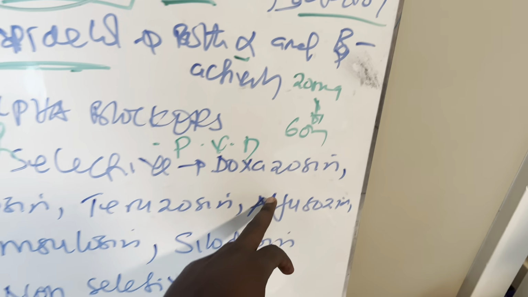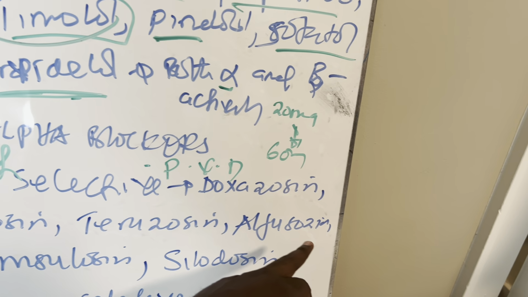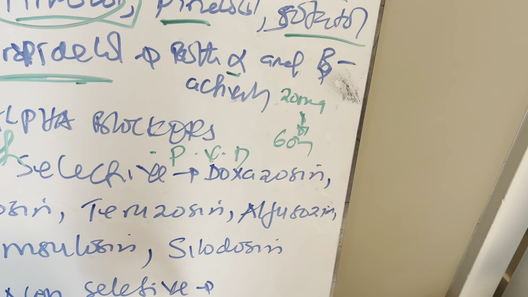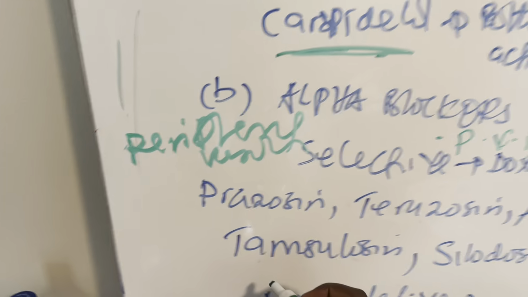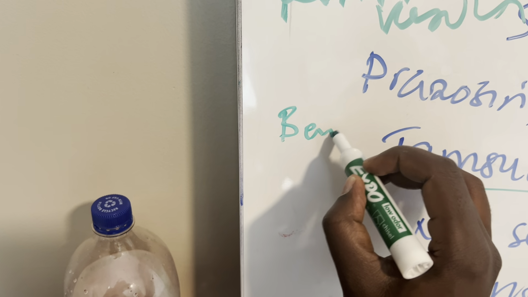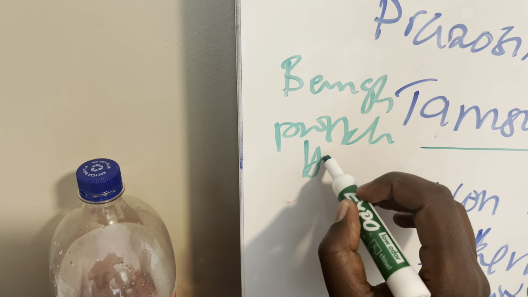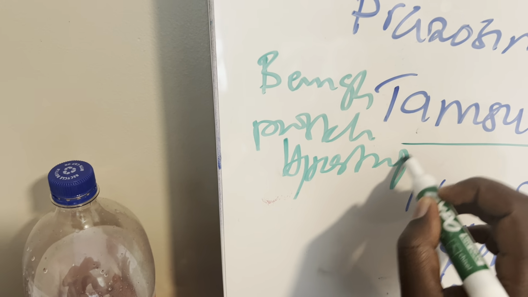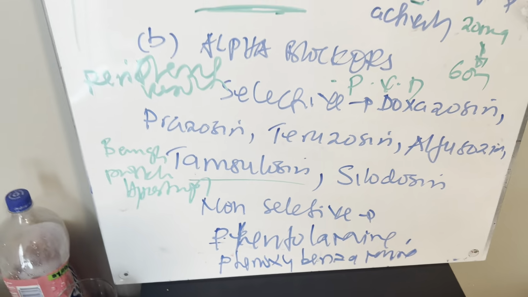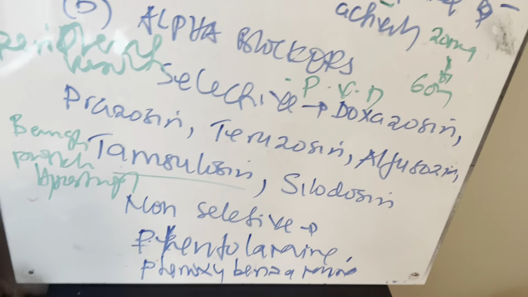doxazosin, prazosin, terazosin, alfuzosin, tamsulosin, silodosin. Tamsulosin is also commonly used in benign prostatic hypertrophy, a condition commonly affecting the elderly. It affects the urinary system. For non-selective, we have phentolamine and phenoxybenzamine.